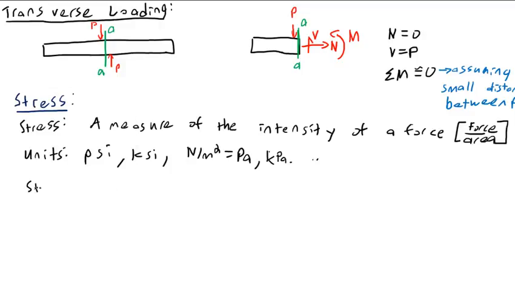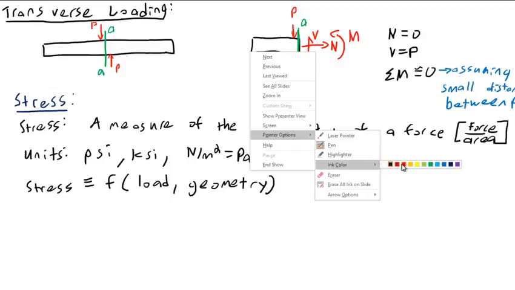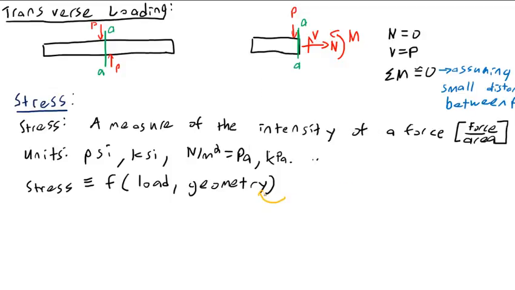And stress is defined as a function of two things, load and geometry. And namely, the geometry we're talking about is surface area at a cut. So stress is a function of load and geometry. It is determined by the load applied and the geometry of a beam or any member, a column, anything.